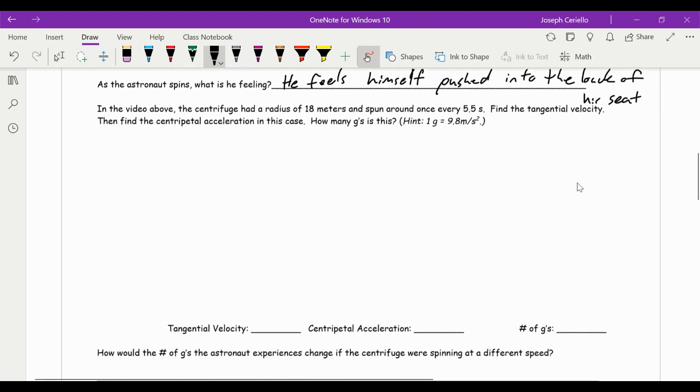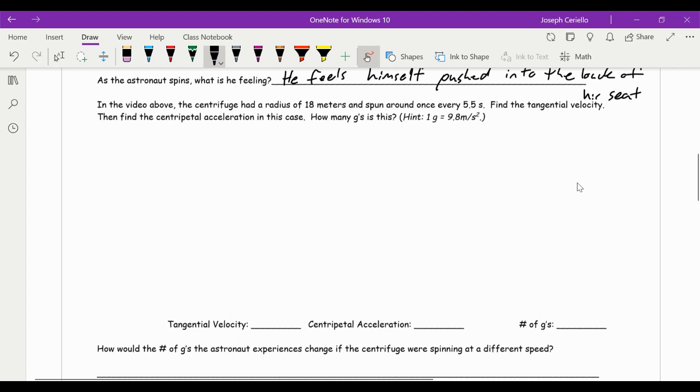So I think they mentioned in the video that the centrifuge has a radius of 18 meters. And if you looked carefully, you would have noticed that it spun around once every 5.5 seconds. So what we're going to do is we're going to find the tangential speed. Then we're going to find the centripetal acceleration that the person is undergoing. And then we'll use it to calculate how many G's this is.